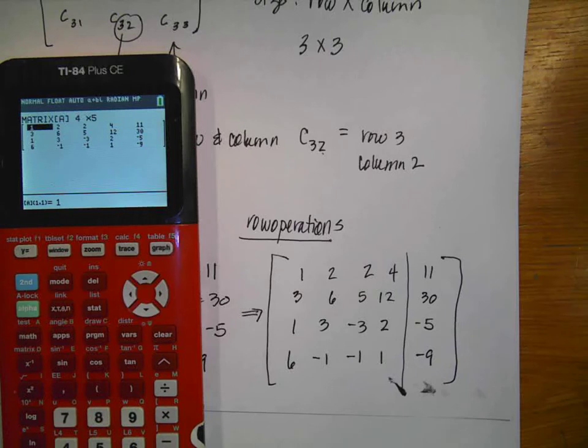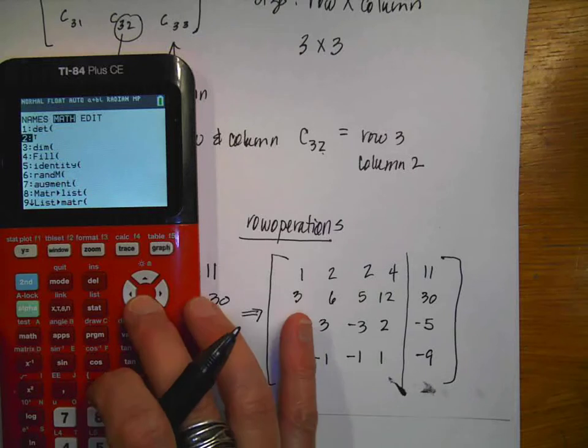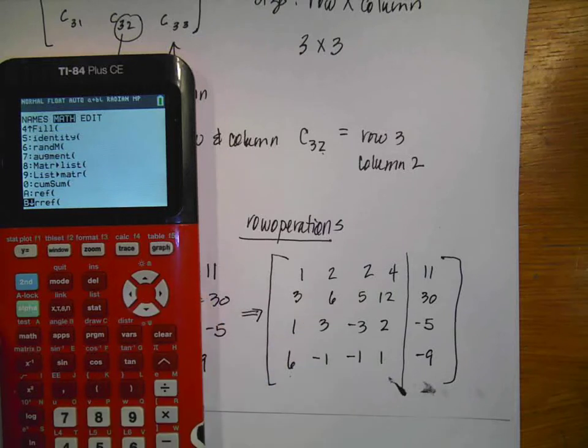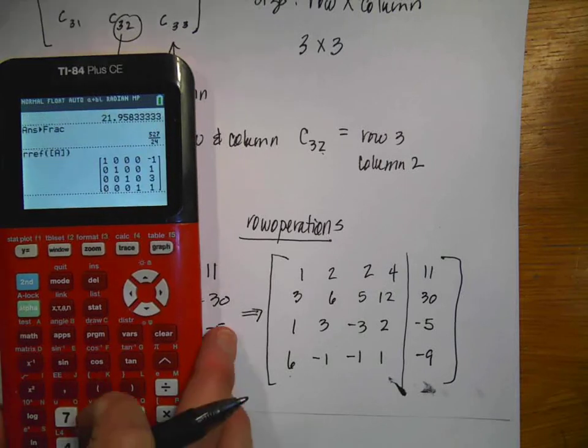And I go back in and check my data entry because if you screw up your data entry, everything else is going to be bad. Then I'm going to quit. I'm going to go back to my matrices, and then I'm going to go to Edit, Math. And remember, I want to go down, and I want to do RREF, not just REF, but RREF. I'm going to hit Enter. I'm going to tell it to go back and use matrix A, and there are my solutions.